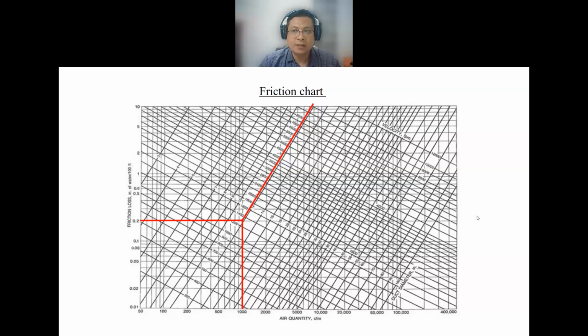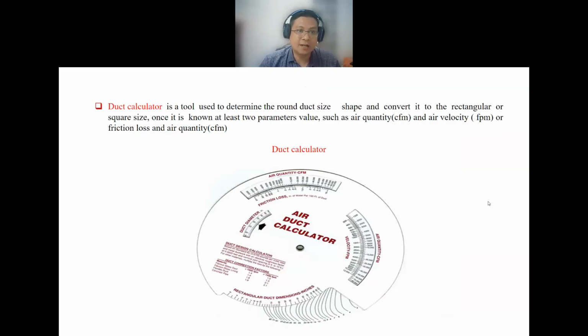Okay, we don't have questions here. Maybe we can proceed to the duct calculator. This is the actual duct calculator. Before that, let's read the text first. The duct calculator is a tool used to determine the round duct size and convert it into the rectangular or square size. So from the round duct, convert to rectangular or square.